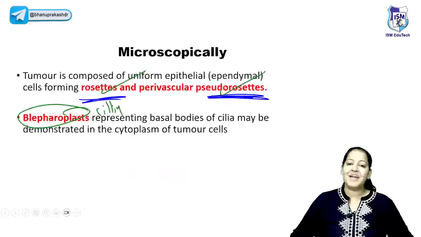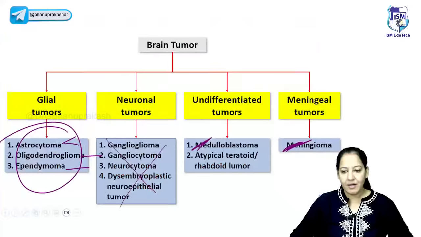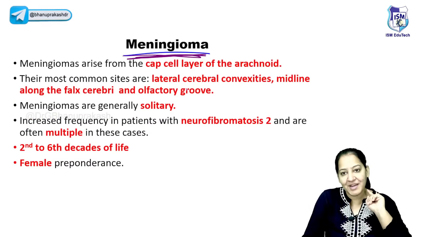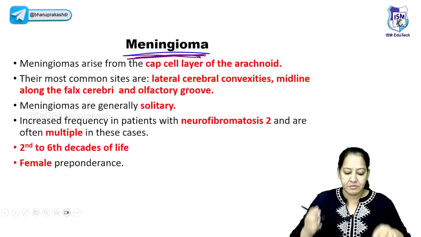So let's come on to meningioma now. The next tumor here is meningioma. Let's start meningioma. What is meningioma? Meningioma is a tumor arising from the meninges.